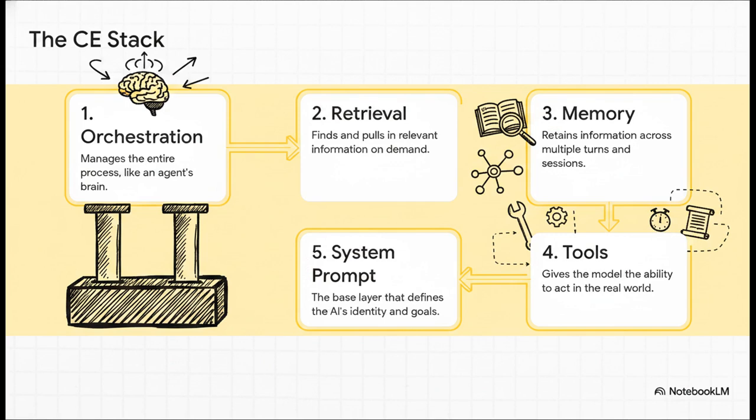You start at the foundation, the system prompt. That defines the AI's personality, its rules, its goals. Then you add a layer of tools so it can actually do things. Then you add memory so it can remember what's happened. Then retrieval so it can go find new information. And sitting right on top, you have orchestration. That's the brain of the operation, managing everything below it.